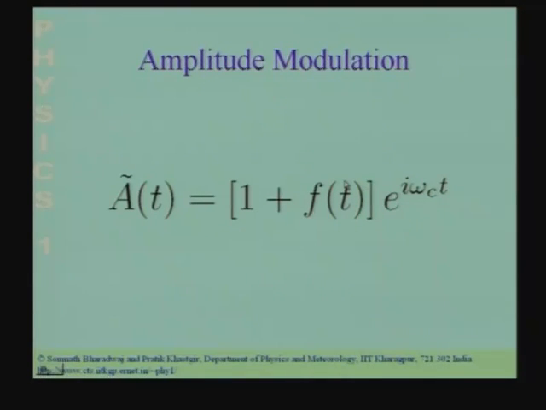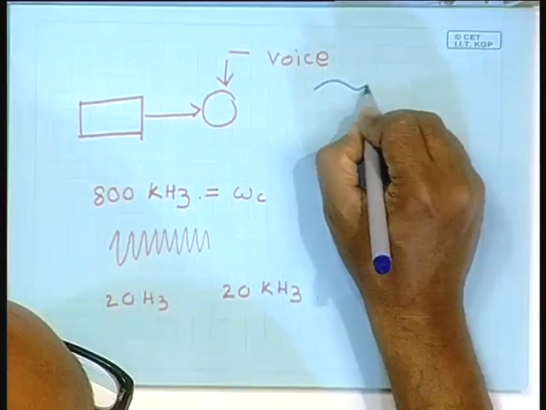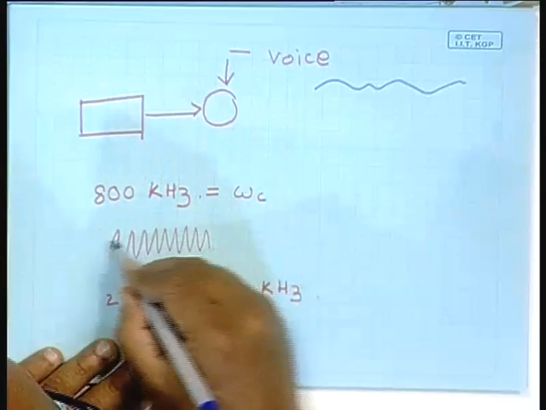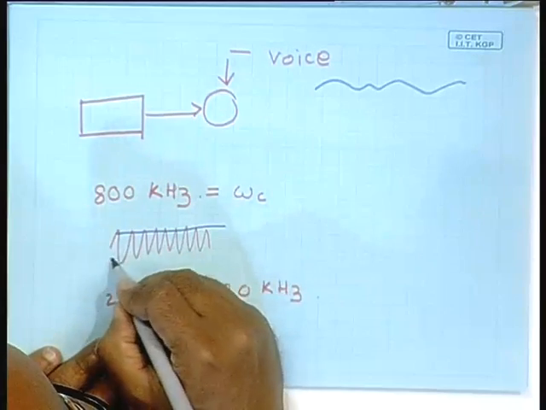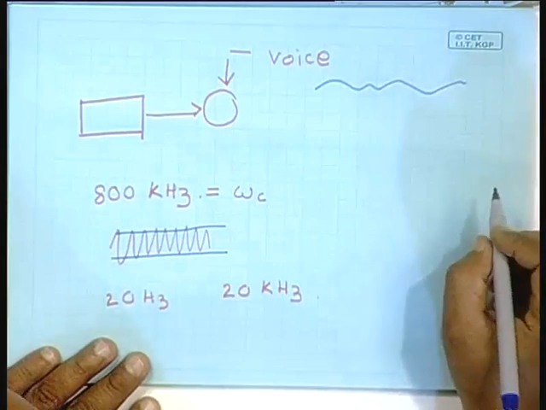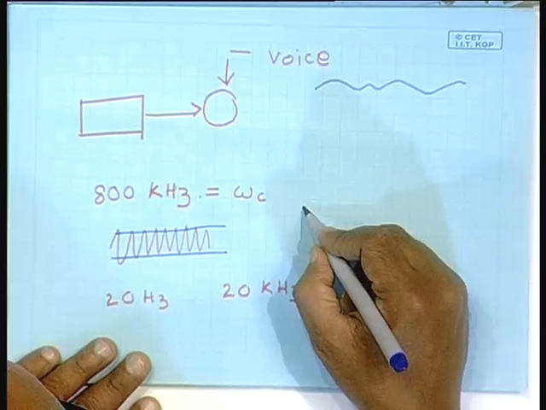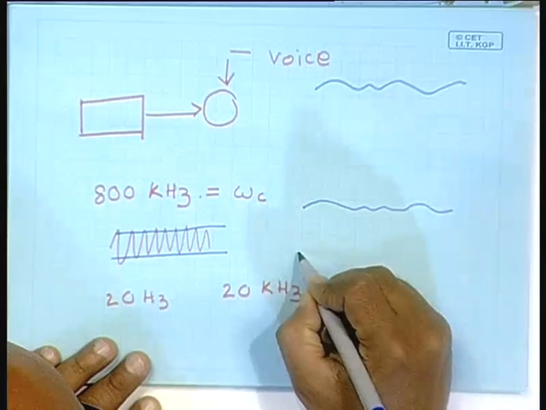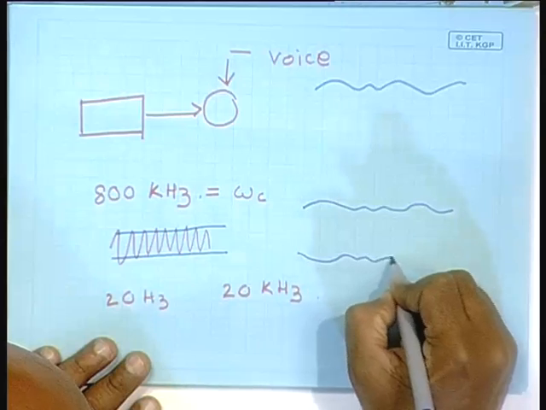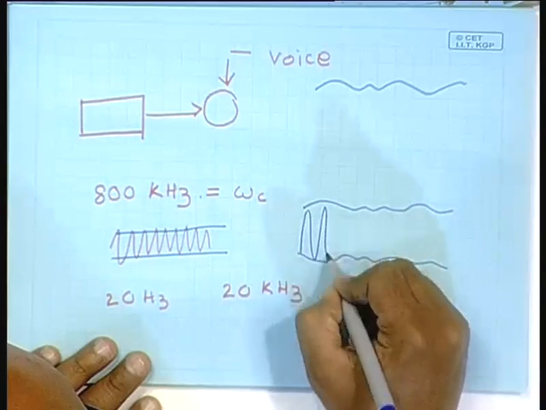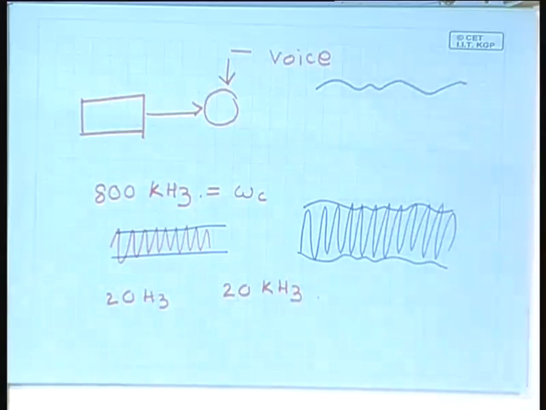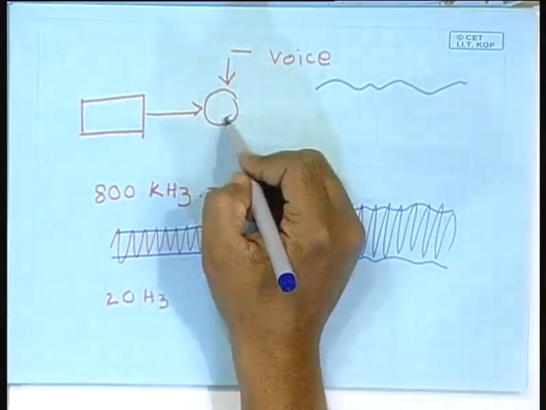So, let me explain this pictorially. Suppose my voice signal looks something like this. I will now change the amplitude. To start with, the amplitude of this signal is a constant. I will now change the amplitude of this signal so that it now looks like this. And you have this, so the carrier wave is still over here.